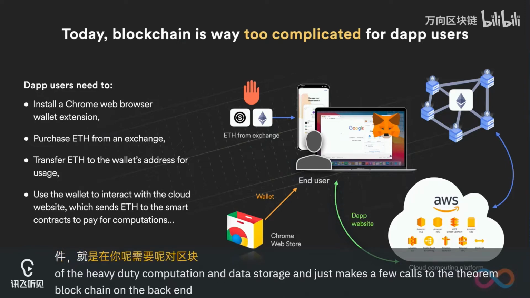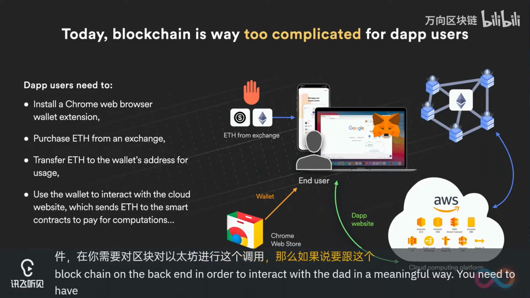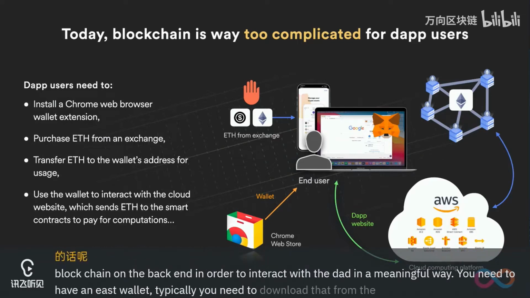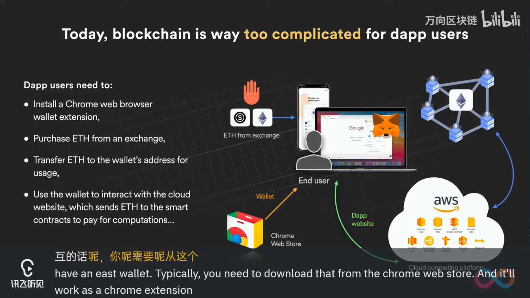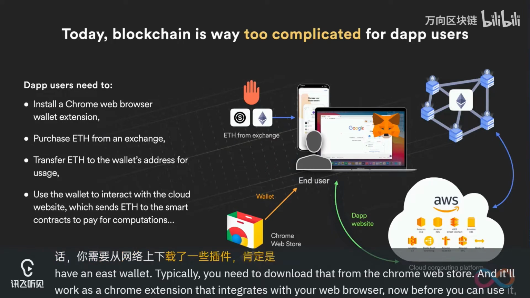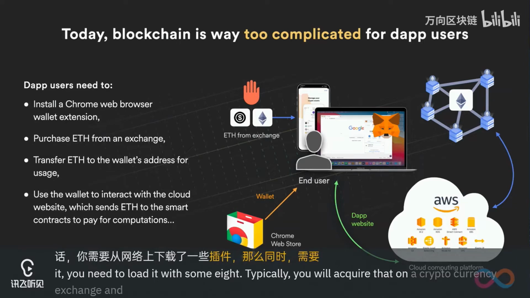In order to interact with the dApp in a meaningful way, you need to have an ETH wallet. Typically, you need to download that from the Chrome Web Store, and it'll work as a Chrome extension that integrates with your web browser. Now, before you can use it, you need to load it with some ETH. Typically, you will acquire that on a cryptocurrency exchange and send it to your wallet, such as MetaMask.